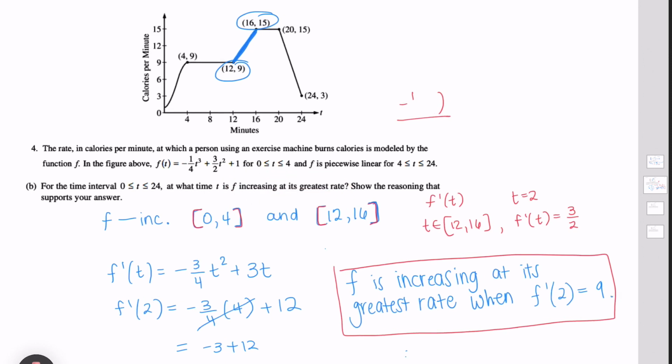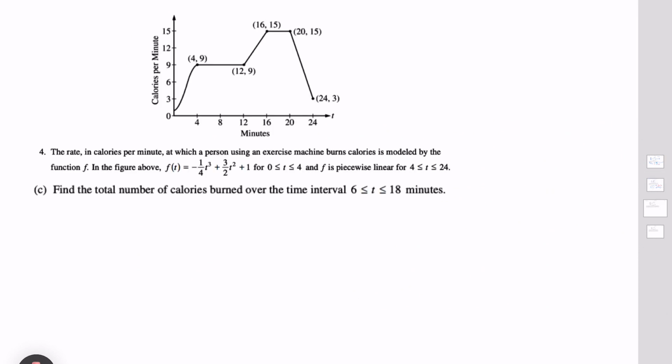That was a really, really good one. Let's keep going. On to letter C. Letter C says, find the total number of calories burned over the time interval from 6 to 18. So they're asking for the total number of calories.